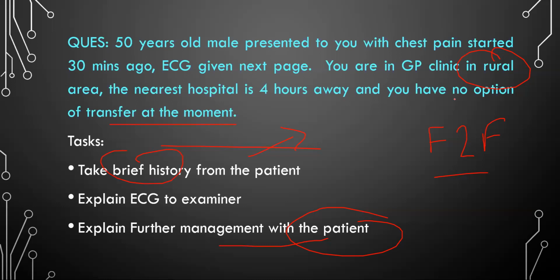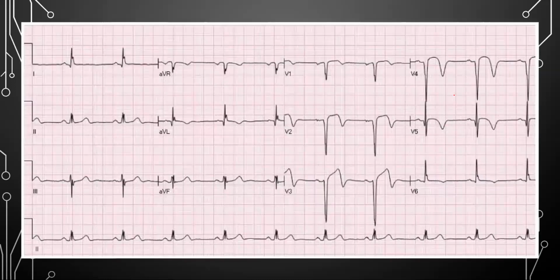Once you have done that, you explain the ECG to the examiner. The ECG explanation should always have a format. As we already discussed, what is the usual format? We start with P wave, then QRS complex, then ST wave, then T wave, then QT interval.